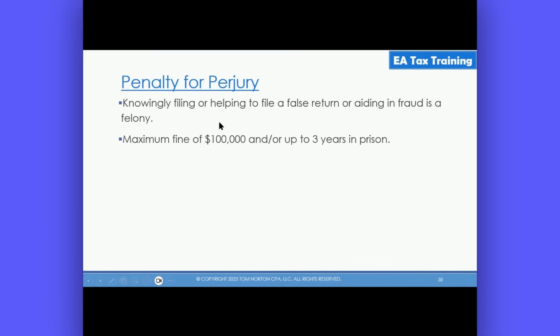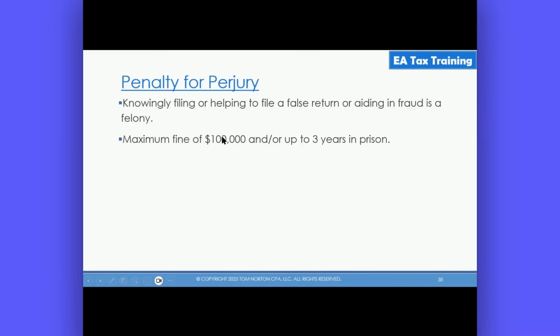Then we also want to talk about this penalty for perjury. This will almost certainly be on the exam. Knowingly filing or helping to file a false tax return or aiding in fraud is a felony, and the maximum fine is $100,000 and or up to 3 years in prison. So this applies to the taxpayer and it applies to you as the preparer.